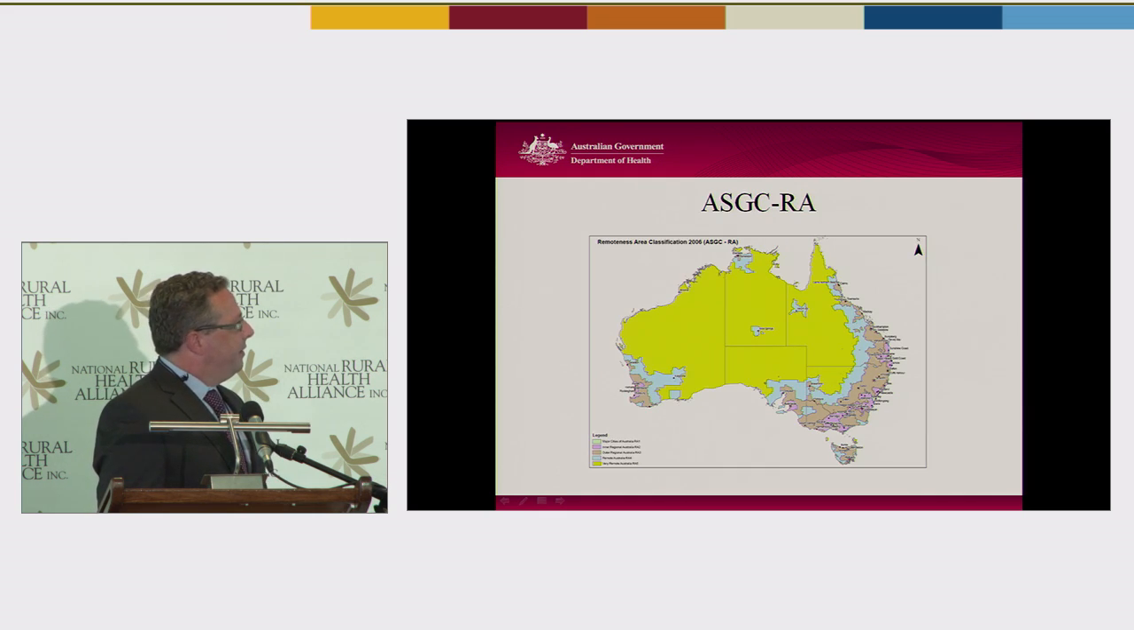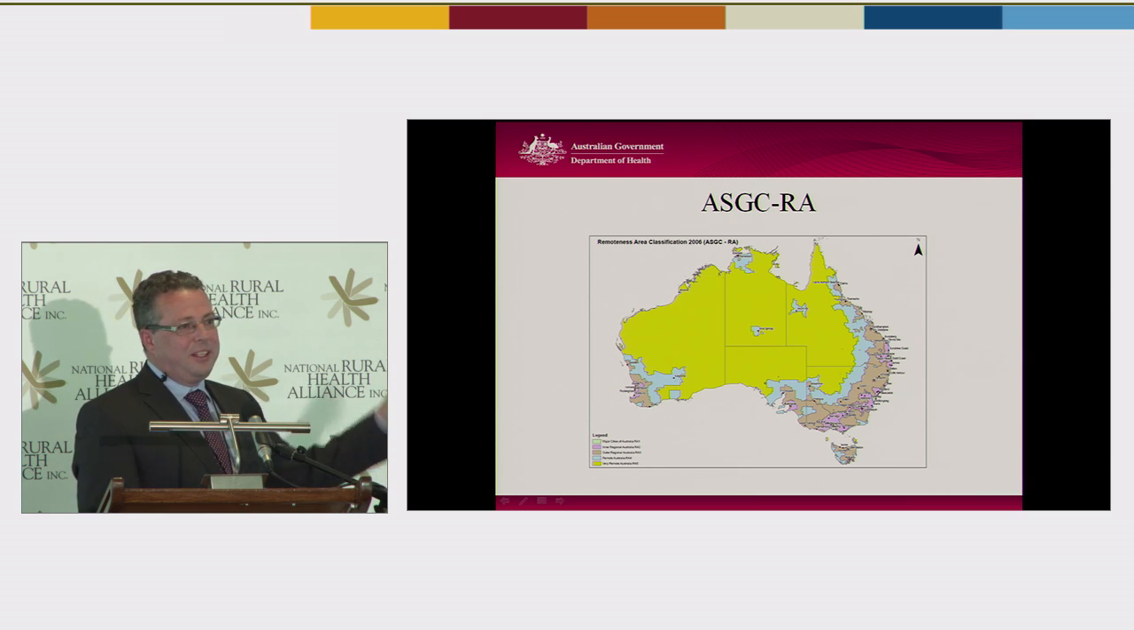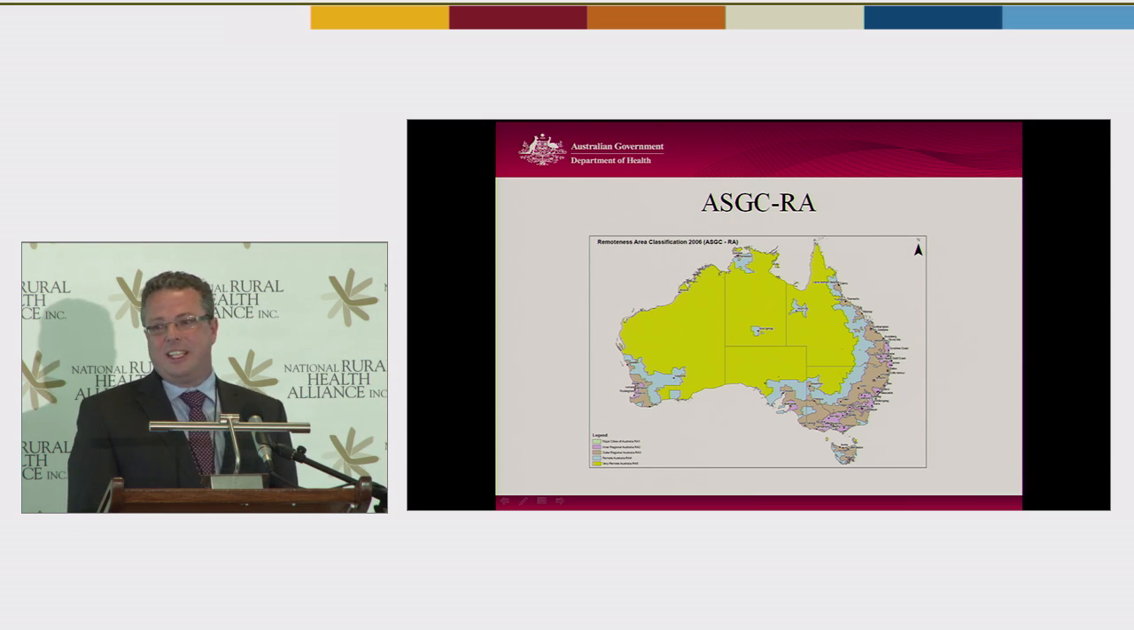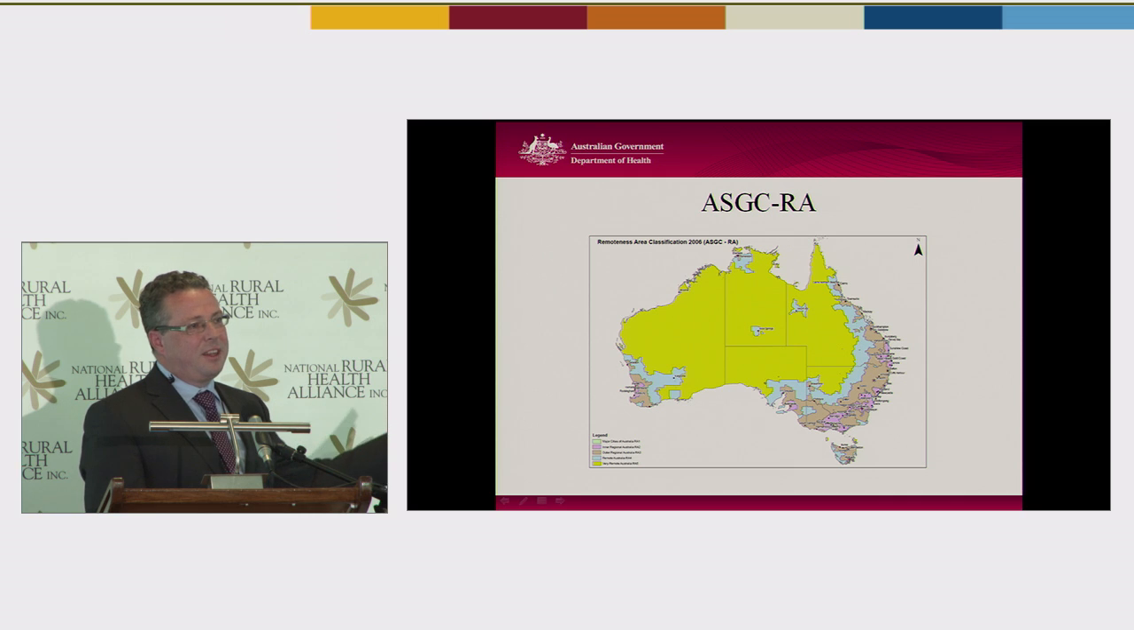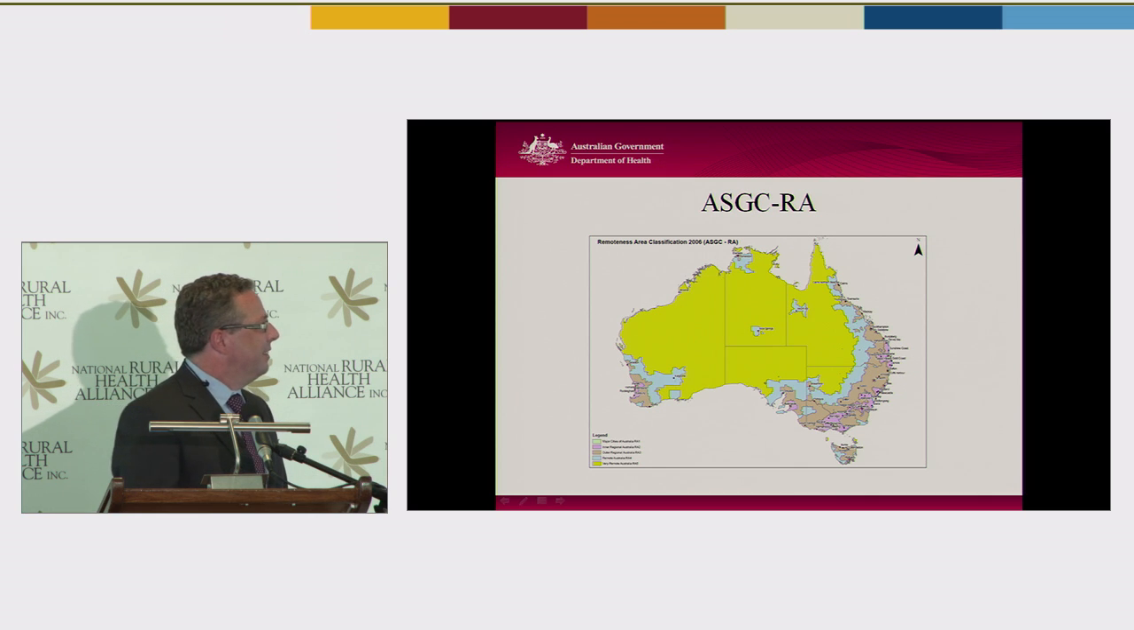So to begin with, we'll start where we were in 2008-9. I'm using the old ABS ASGC-RA. I think most people would be familiar with it, based on the 2006, and I've chosen this one rather than the latest one because most departmental health programs are still using this classification.